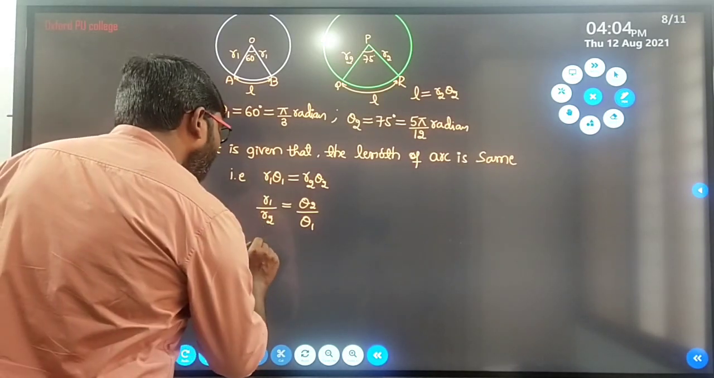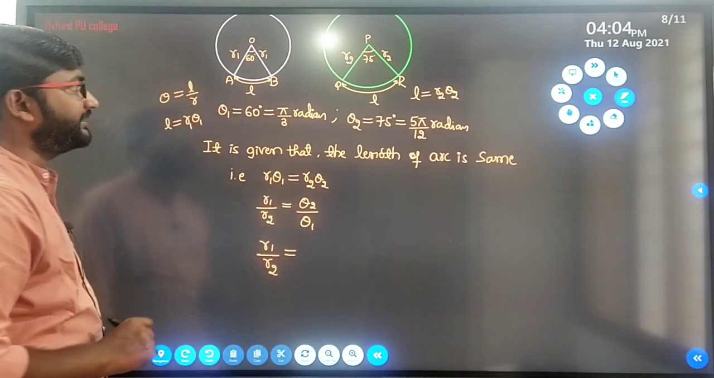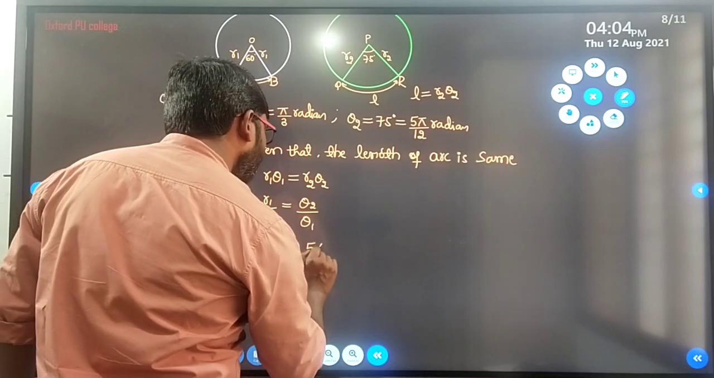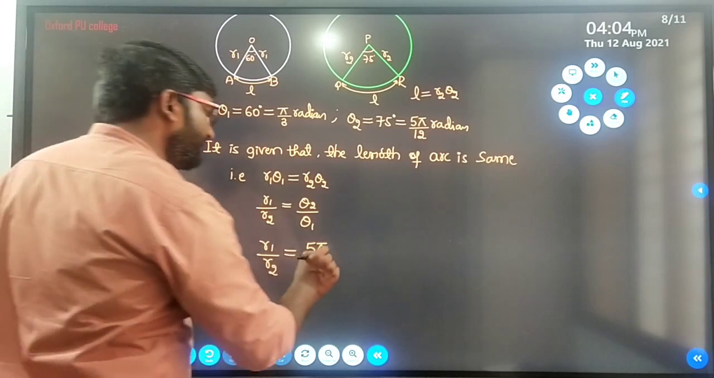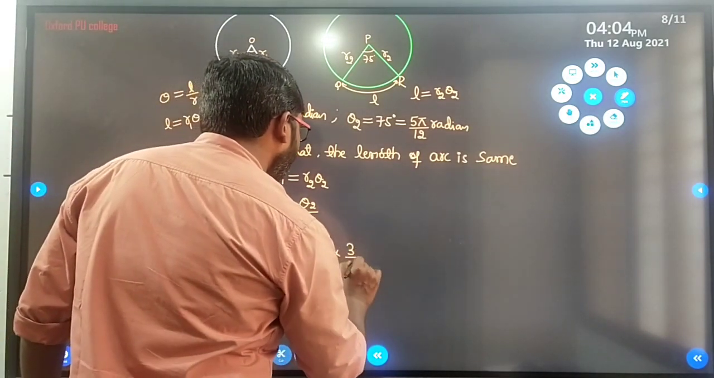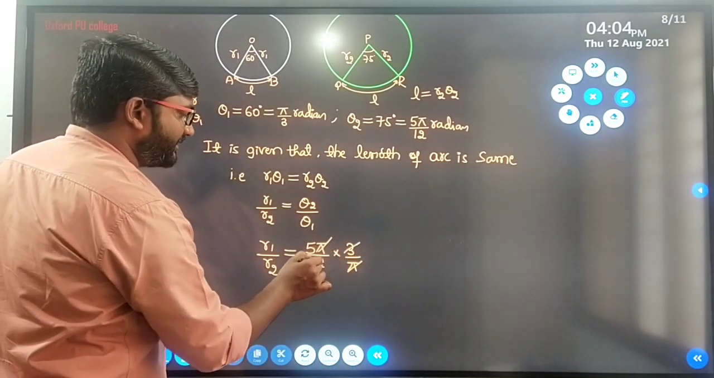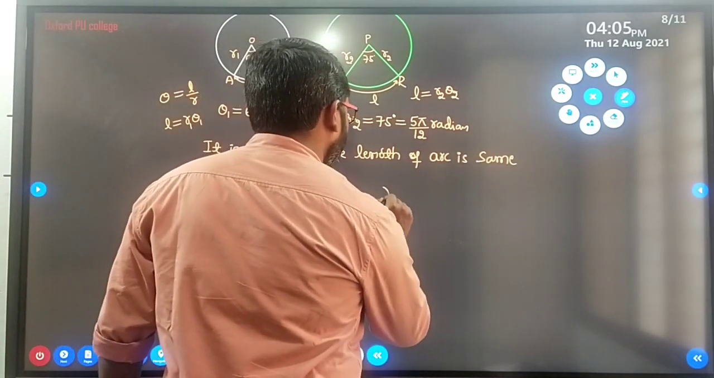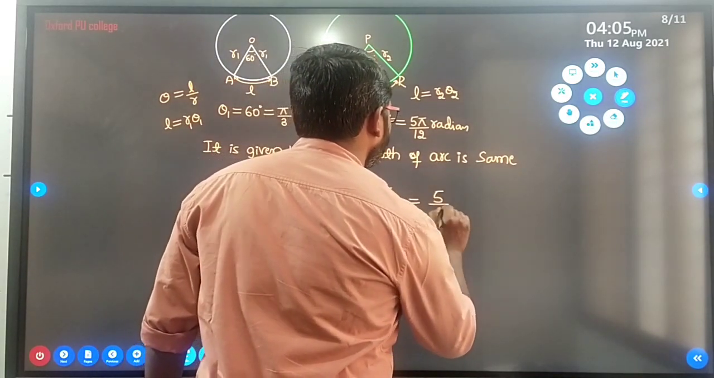So substitute the values now. r1 by r2 is equal to, what is theta 2 here? Theta 2 is 5 pi divided by 12, then whole divided by theta 1. Take the reciprocal. What is theta 1? It is pi by 3. It becomes 3 by pi. So here pi and pi get cancelled. 3 ones are 3, 4 threes are 12, what we have now is 5 by 4. So r1 by r2 is equal to 5 divided by 4.